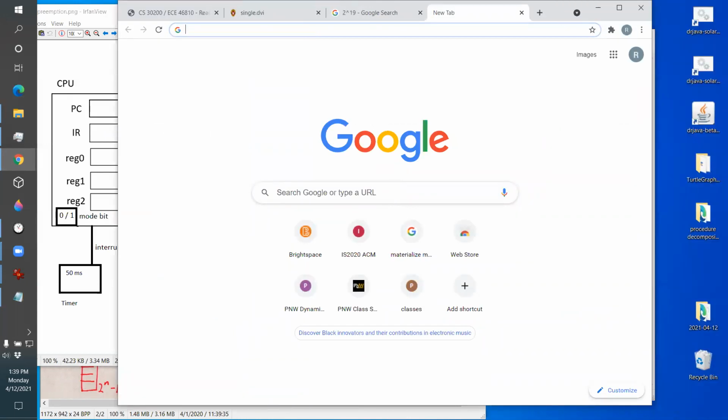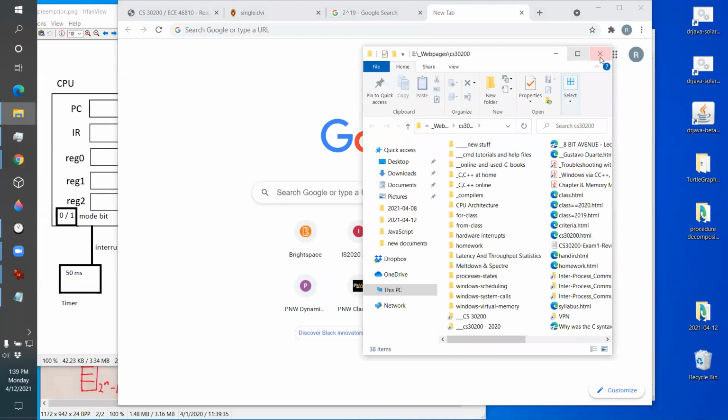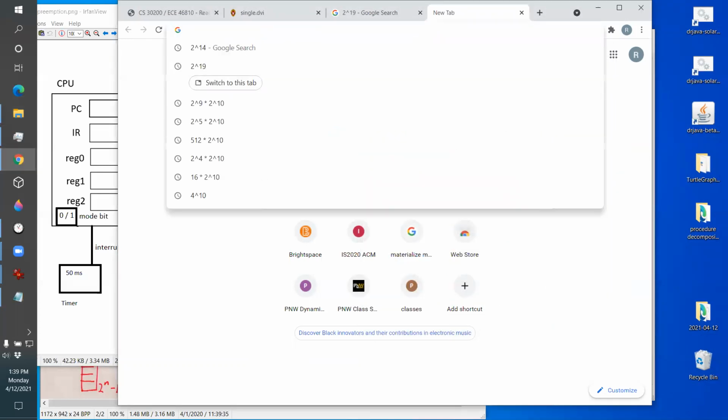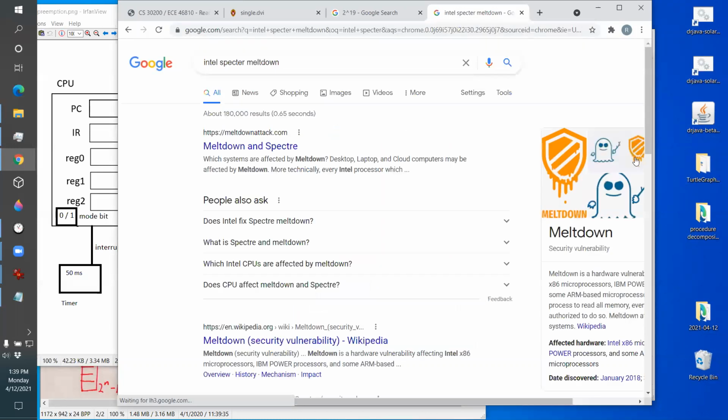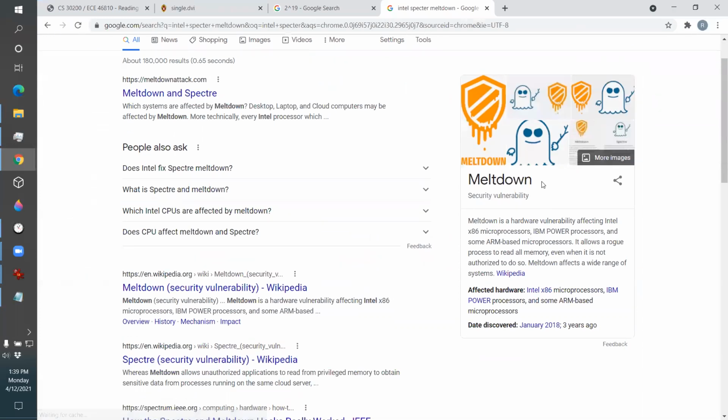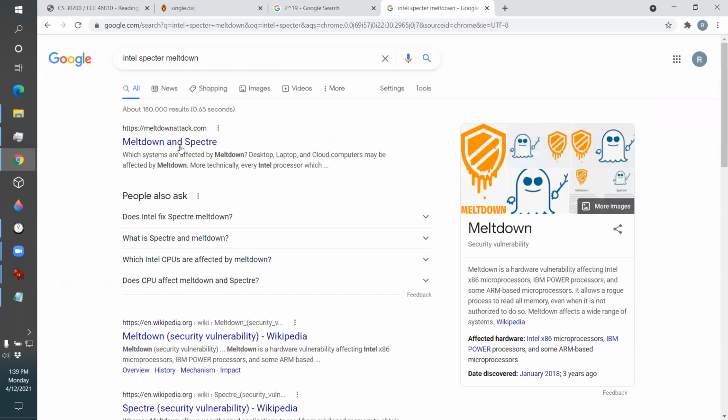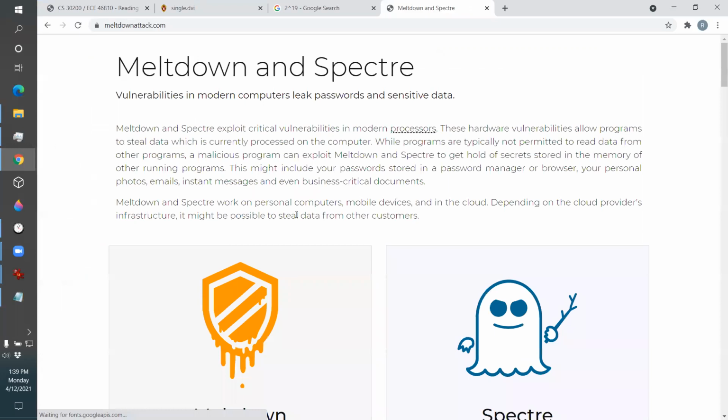I forget the name of it now. Damn it, what's the, oh, Spectre. Spectre, Meltdown. This is an attack on the modern Intel CPU, the Meltdown and Spectre attacks. They were discovered about a couple years ago.